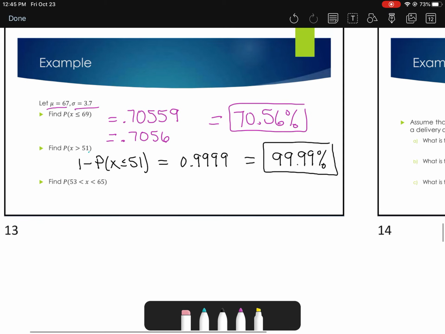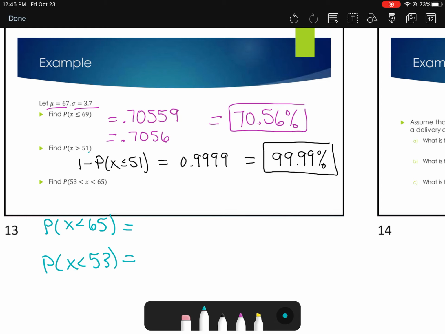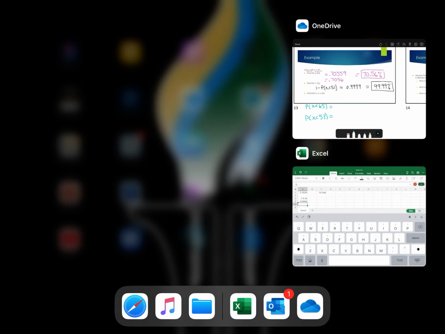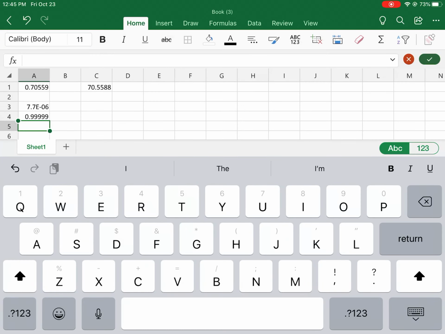Okay. So let's go ahead and do the next one. So I want to find the probability that x is between 53 and 65. So what is the percent? Remember, when it's an in-between one, you want to find each of them. So the probability that it is less than 65, and the probability that it's less than 53.